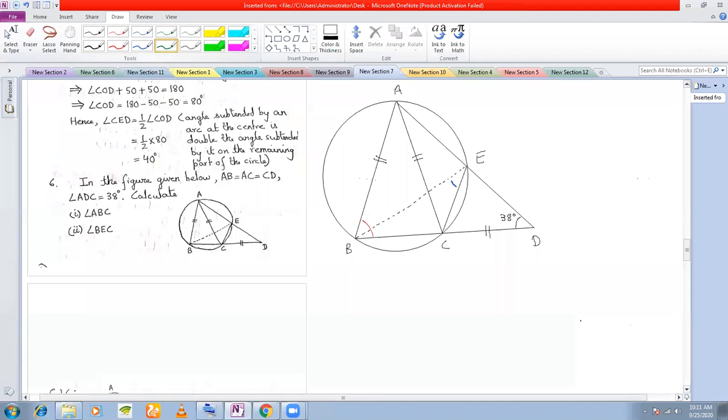So which two angles are equal? Opposite to the side AC is 38 degree and opposite to the side CD is this angle. So this must also be 38, because you know that in an isosceles triangle, angles opposite to equal sides are equal. Once you have calculated these two angles, you see that these two angles are the interior opposite to this angle.